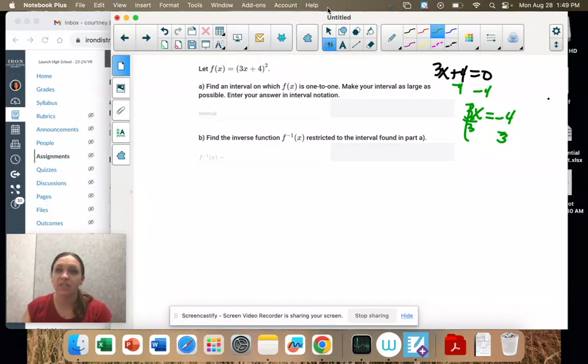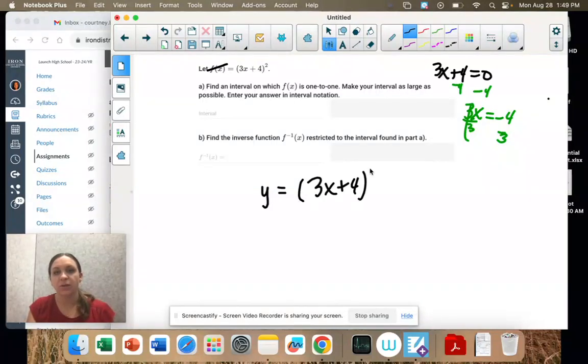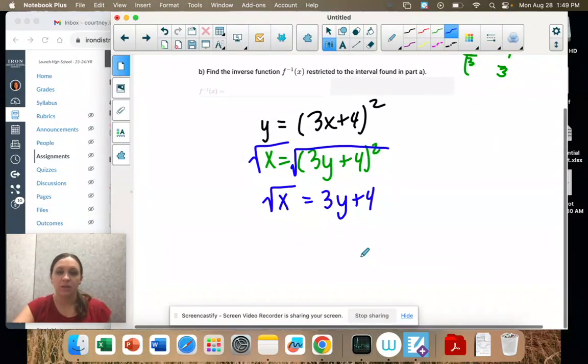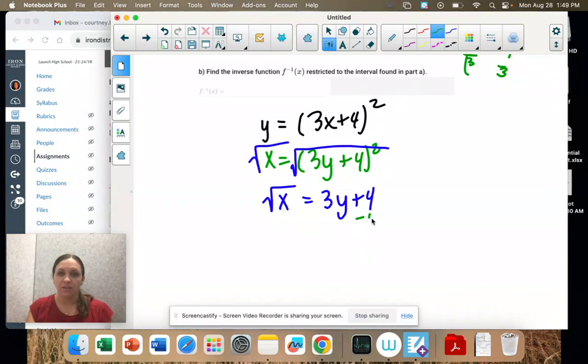So let's find the inverse. Remember, we replace f of x with y, and then we switch x and y and solve. So I'm going to solve for y now. Square root both sides. I have the square root of x equals 3y plus 4. And then I'm going to minus the 4, and that stays outside the square root. Those are not like terms, so it doesn't just get to go under the square root. It stays separate. And then divide by 3.